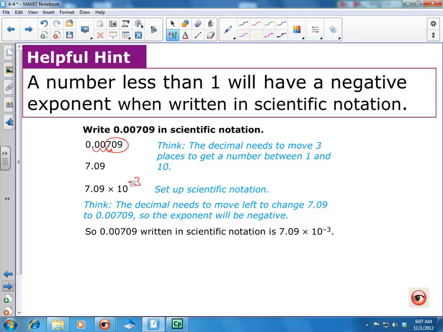Remember, your scientific notation is always going to be in this form right here. You're always going to have some number times 10 to a power. If you don't have some number times 10 to a power, it's not scientific notation.